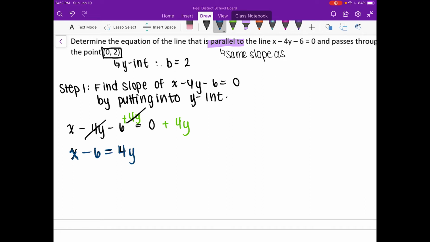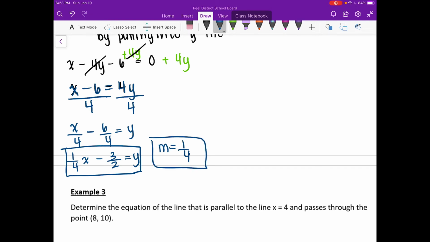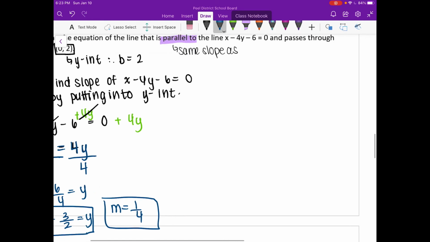And then I'm left with the 4 there, so I want to get rid of it. Dividing by 4, I'm left with x over 4 minus 6 over 4 equals y. I can change this x over 4 to 1 over 4x, minus 3 over 2, equals y. That's my equation of the line, so I know that my m is just 1 over 4. That's what I was looking for. I was looking for the slope. Then I'm going to go to step 2.